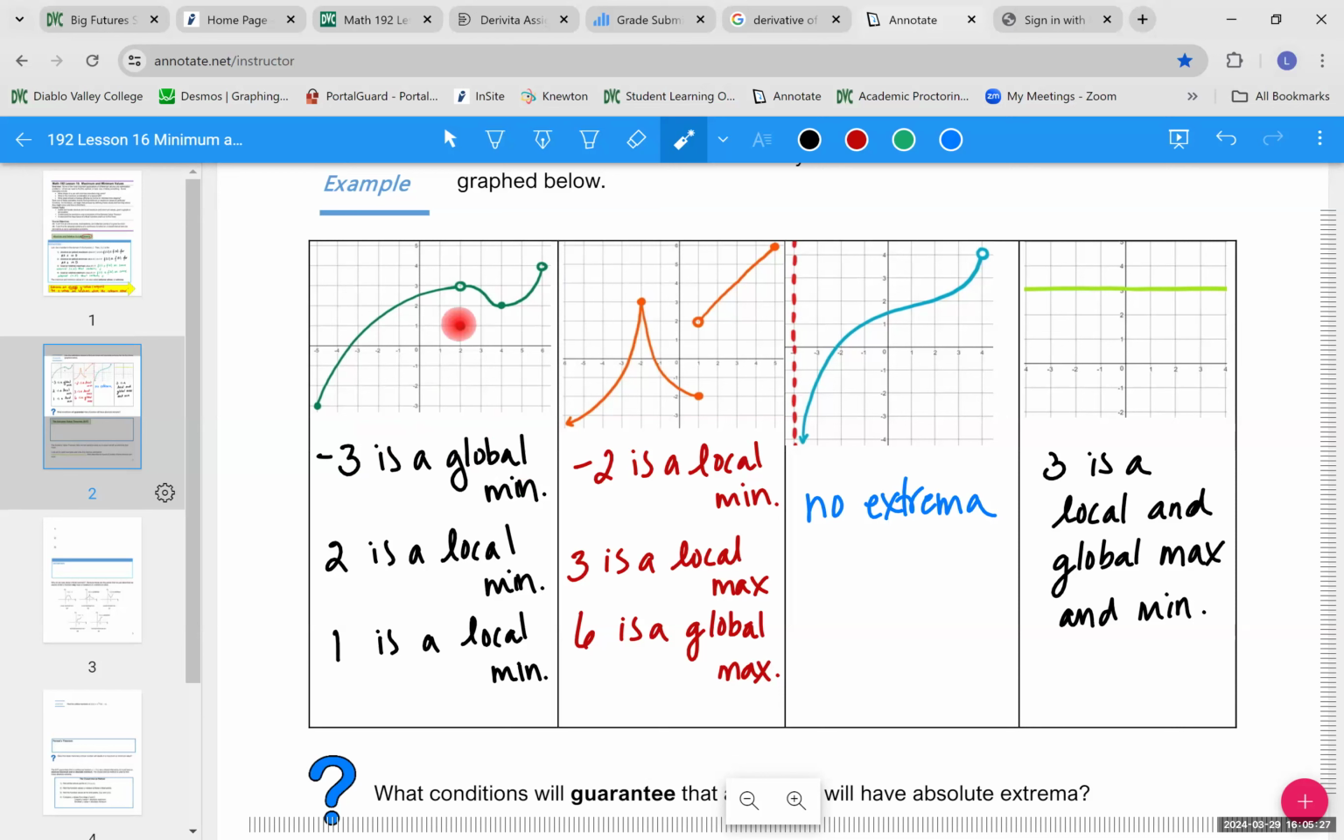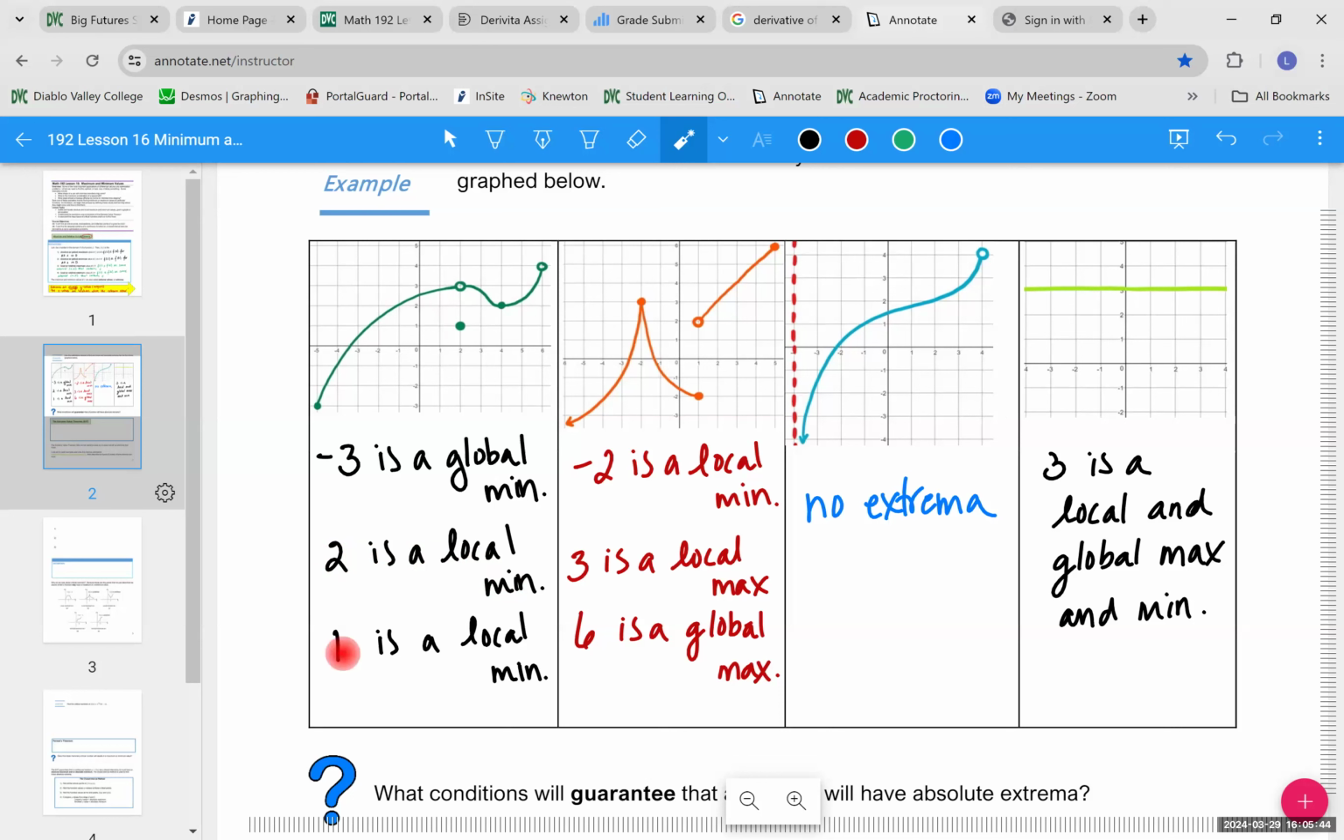But I also see that here I have a low point. I have a point where, in the neighborhood anyways, on either side of it, it is the lowest y value in the area. So that means that 2 is a local minimum.